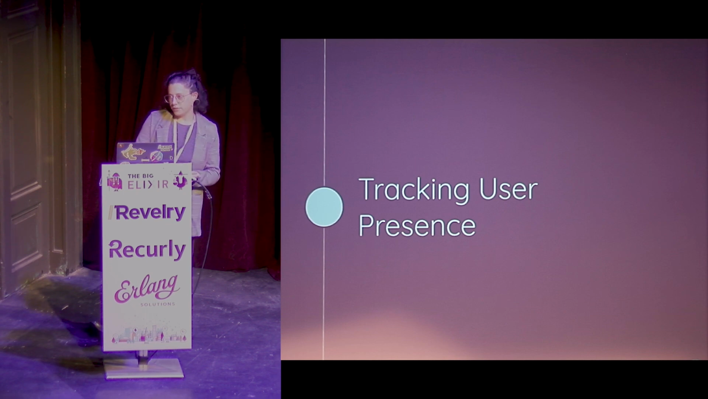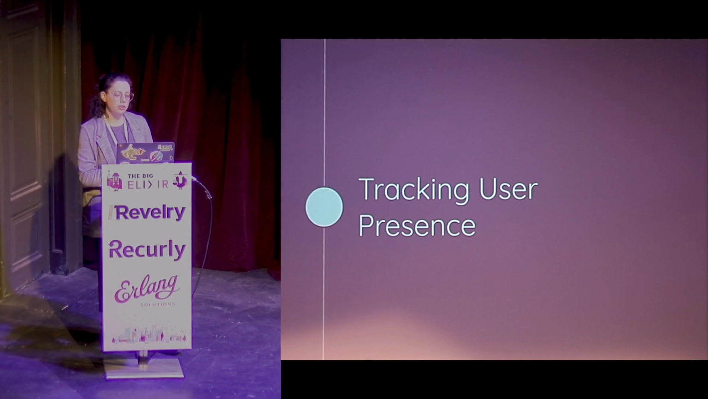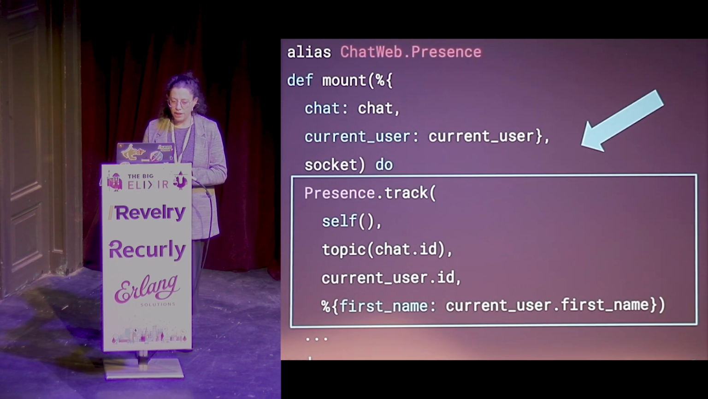So we've got presence set up. We know roughly the functionality that we're going for. I think the question to ask ourselves now is, when should we tell presence to start tracking a given user? And I think we can answer that question with a question, which is, at what point in time do we consider a user to be present in a chat room? And again, it's when the user mounts the LiveView.